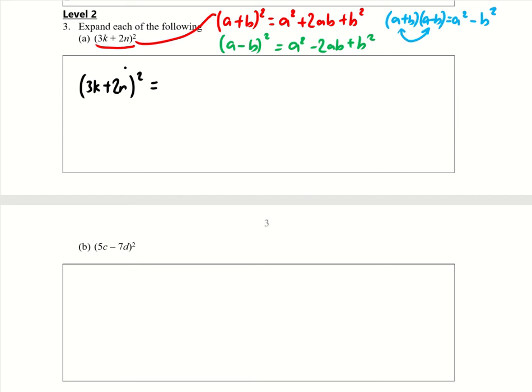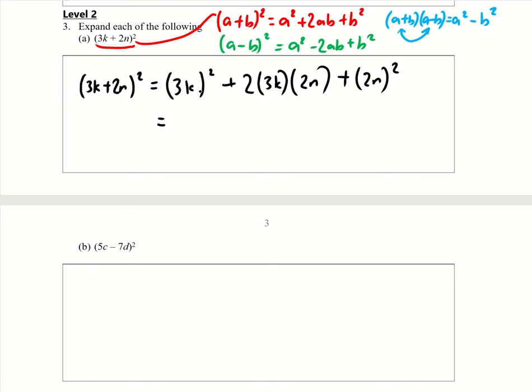So when I expand this, again recite back, a plus b the whole thing square, I'll have a square. As I say out the thing, I'll write down brackets instead of a and b, plus 2ab, so 2 bracket bracket, plus b square, so bracket square. So now I'll fill up the brackets itself. I have the a as 3k, so 3k and 3k, and then 2n as the second bracket, so 2n and 2n, and then I'll expand them slowly.